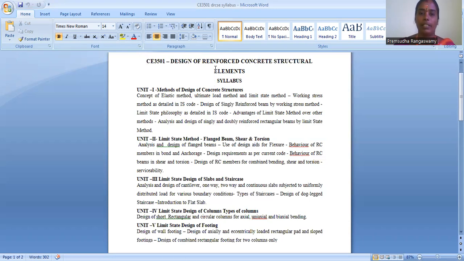Here, structural elements carry the load, transfer the load, and distribute the load uniformly from the structure. So structure is nothing but load.